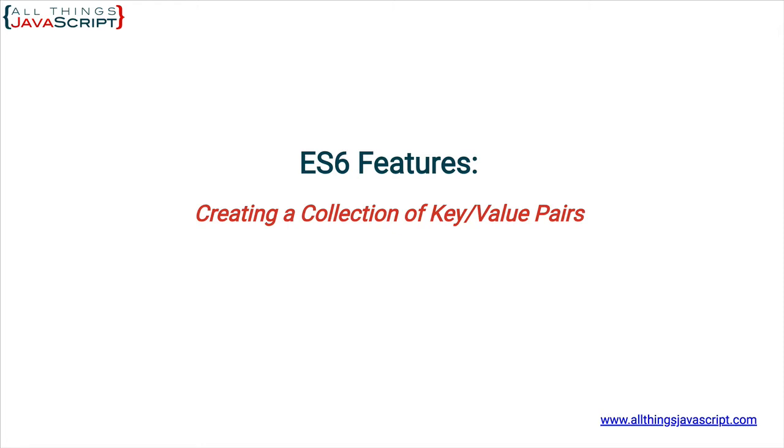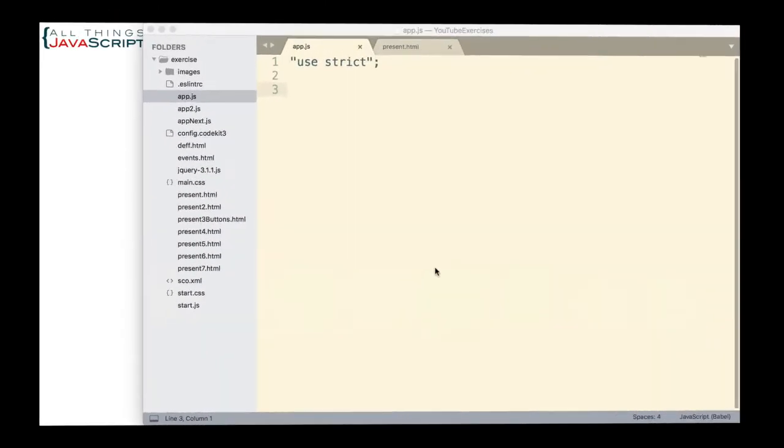It has always been possible to create key value pairs using objects. So why would you want to change? Well, maps are JavaScript objects that eliminate some of the difficulties with key value pairs. Let's take a look at them. So let me jump to Sublime.